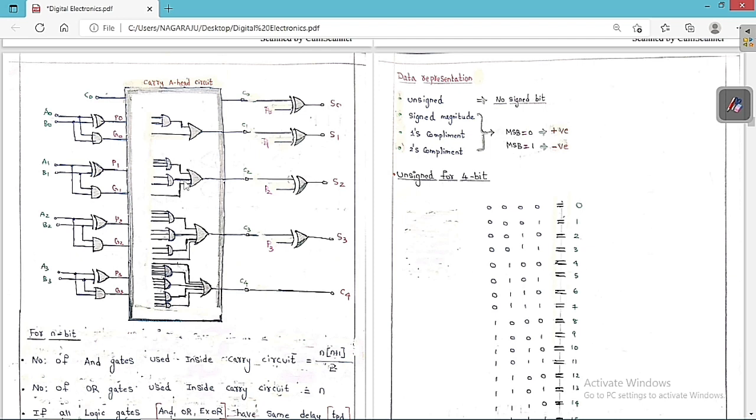And this delay is independent of the number of bits, but depends only on the number of levels. Whatever the time delay for the carry output and the sum output, it depends only upon the number of levels, but it is independent of the number of inputs. This is the point that you always have to keep in your mind.